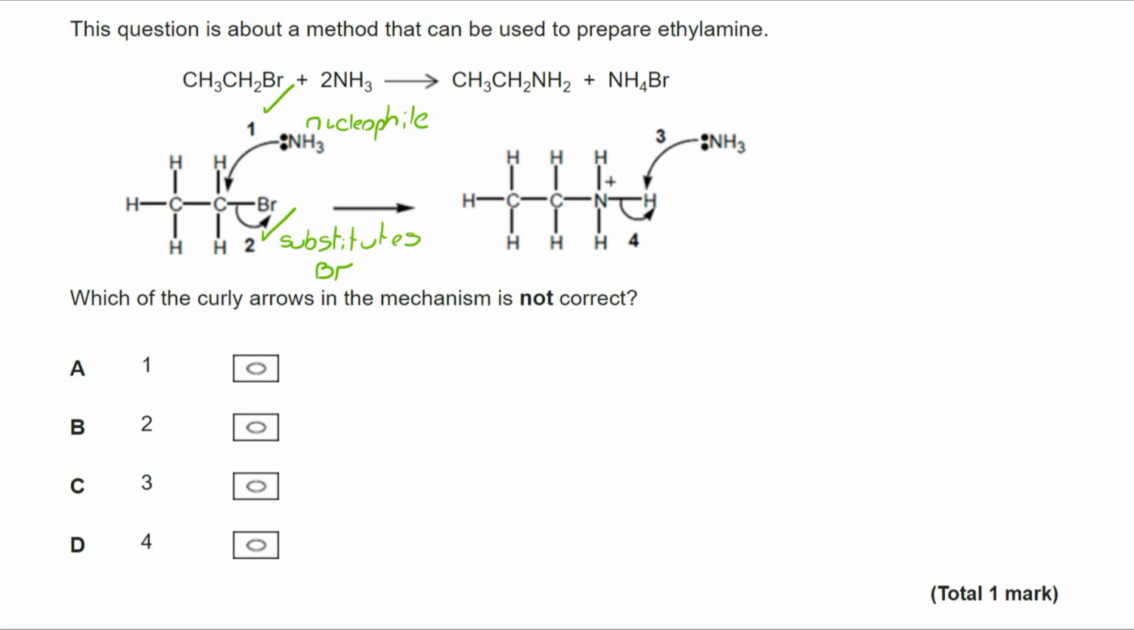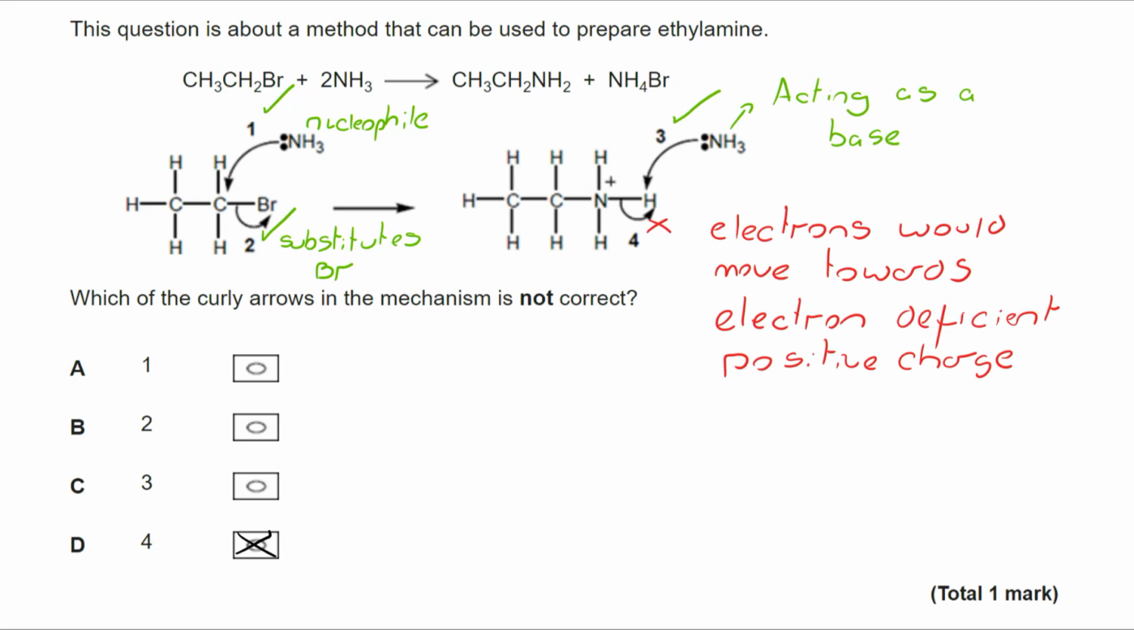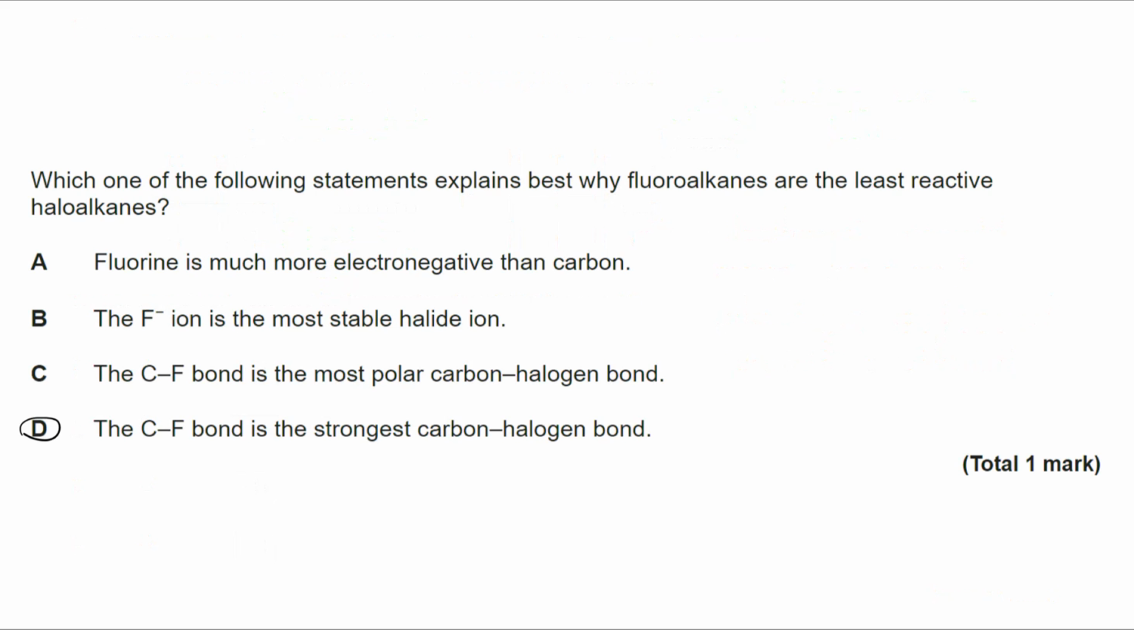Just a bit of extra information here. Both of those arrows, though, that will be 2 marks in the exam. The NH3 coming in and acting as a base. Absolutely, it takes that H away. But as we've already seen, and I'm hoping you picked this up from the previous video, the electrons would move towards the electron deficient positive charge. That arrow would start in the same position, but it would move to the N. Next question.